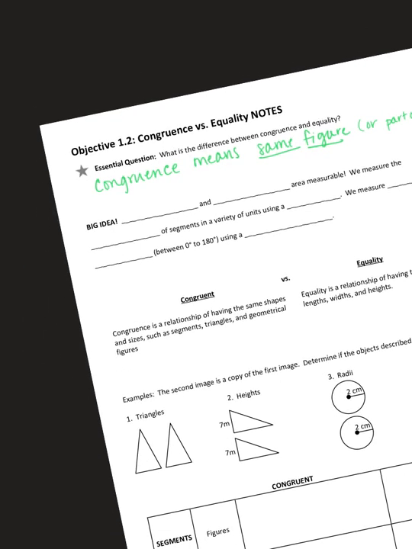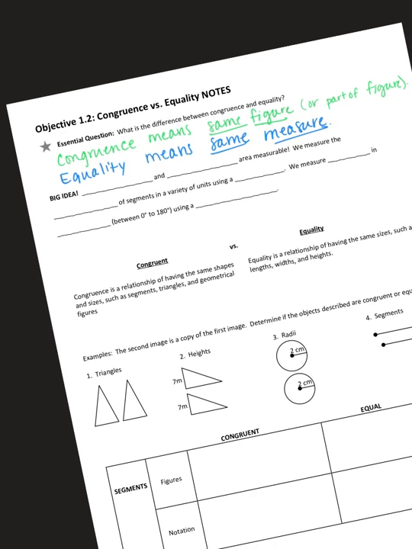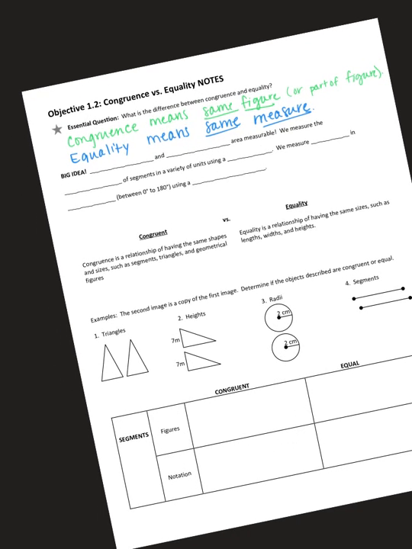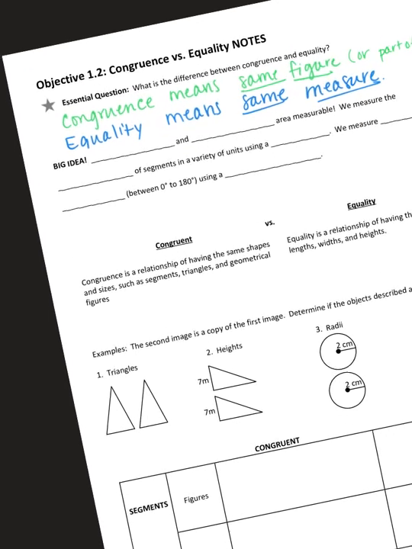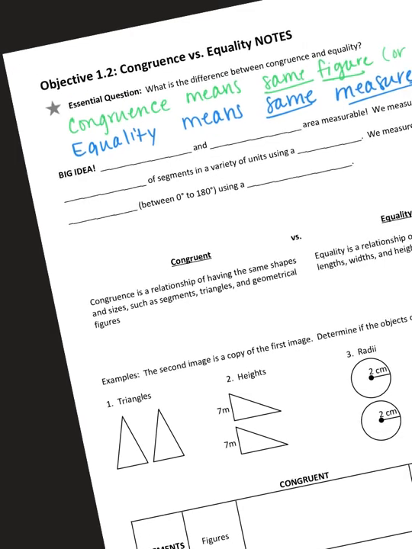Okay. Well, equality means, or if two things are equal, it means that they have the same measure. So same measure. And right now that probably feels like, really, what's the difference between the two of them? But there actually is a difference. So we'll see if we can understand that by the end of these notes. That is the goal.